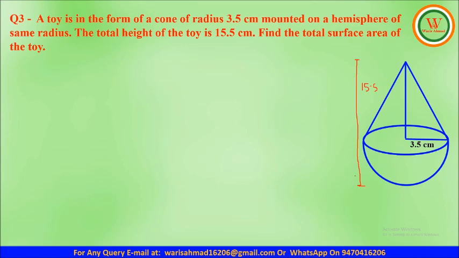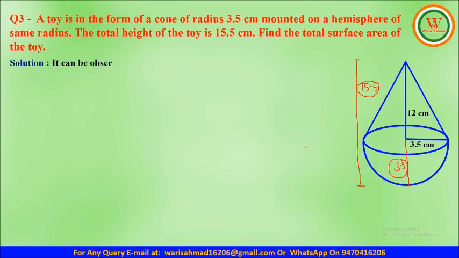Now since total height is 15.5 centimeter and the radius of this hemisphere is 3.5 centimeter, hence the height of this hemisphere will also be equals to 3.5 centimeter, because the height of hemisphere is equal to the radius of this hemisphere. So that will be equals to 3.5 centimeter. To find the height of this cone, we have to subtract 3.5 from 15.5. So if we will subtract 3.5 from 15.5, then we will get the height of cone, that will be equals to 12 centimeter. Now let us see the solution of this question.